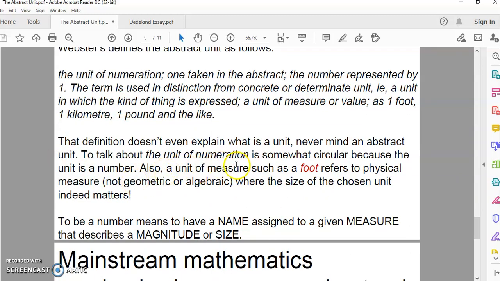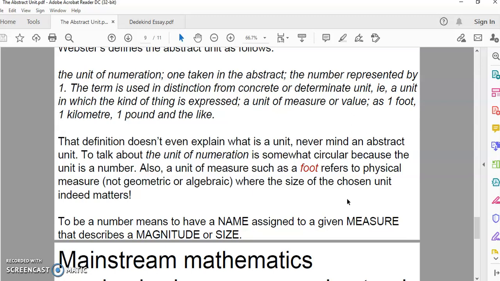So to talk about the unit of numeration is also somewhat circular, because the unit is a number, okay? And also a unit of measure such as a foot refers to a physical measure, which is neither geometric nor algebraic, okay? That should be nor algebraic, by the way, not geometric or. So the only time the size of the chosen unit matters is in physical measurement. Otherwise, the size is irrelevant. We deal in mathematics only with the abstract unit, okay? Not the geometric unit, the abstract unit, which is derived from the ideas of the geometric unit.